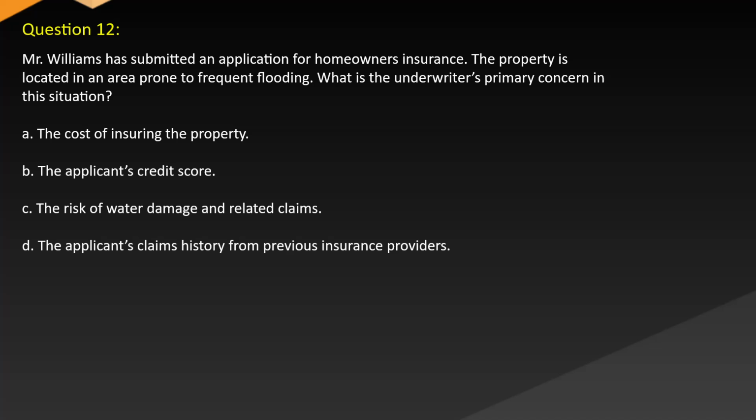Question 12. Mr. Williams has submitted an application for homeowners insurance. The property is located in an area prone to frequent flooding. What is the underwriter's primary concern in this situation? A. The cost of insuring the property. B. The applicant's credit score. C. The risk of water damage and related claims. D. The applicant's claims history from previous insurance providers.